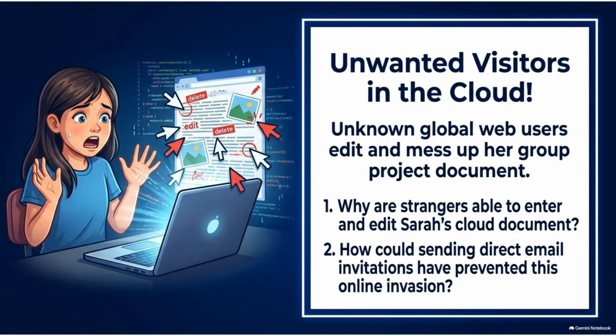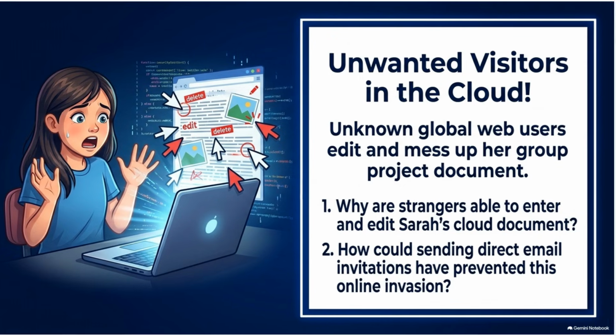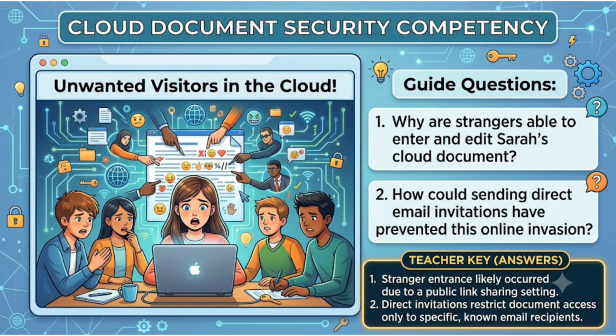Have you ever faced unwanted visitors in your cloud documents? If strangers are editing your group project, it's likely because of a public link. Let's look at how we can prevent this digital invasion through better sharing habits. As we see here, allowing stranger access is a common consequence of public link settings. By switching to direct email invitations, you restrict access strictly to known recipients, ensuring only your group members can interact with the file.